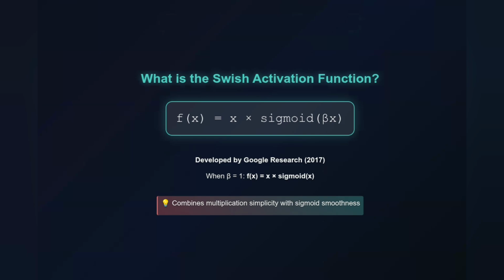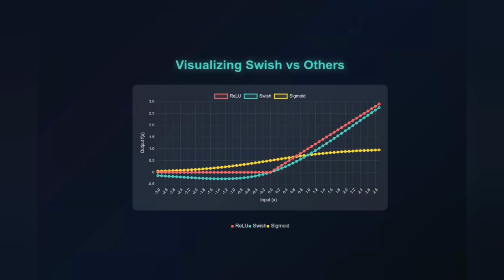What makes this special is that it combines the best of both worlds, the simplicity of multiplication with the smoothness of sigmoid. It's like ReLU's smoother, more sophisticated cousin. Let's see what Swish actually looks like compared to other activation functions. Notice how ReLU has that sharp corner at 0? Swish eliminates that with a smooth curve.